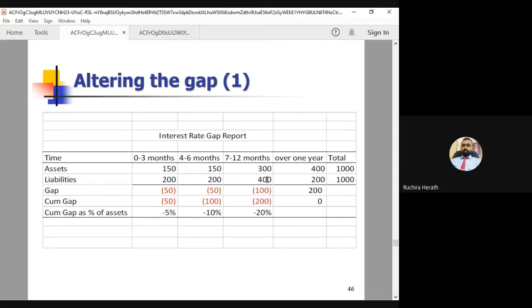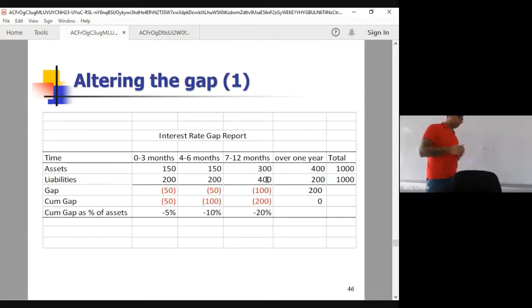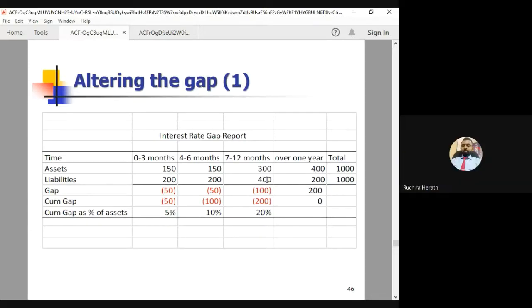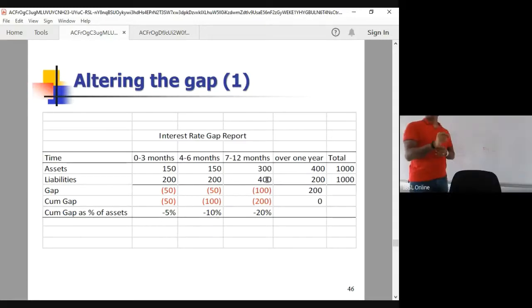Maybe you want to increase the asset side. You go for promotional rates, given at a bit lower rate, to increase the assets portfolio. No, but without you needing to increase liabilities, how do you do it?